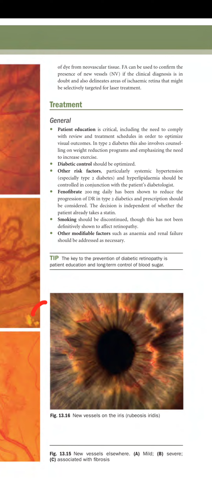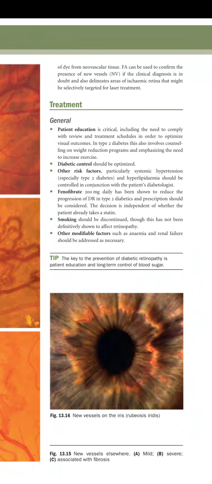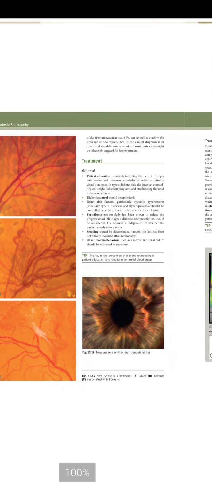So fenofibrate is 200 milligrams, and it has been shown to reduce diabetic retinopathy in type 2 patients. Smoking should be discontinued, though this has not been definitely shown to affect retinopathy. Other modifiable factors such as anemia and renal failure should be addressed as necessary. Tip: the key to prevention of diabetic retinopathy is patient education and long-term control of blood sugar.